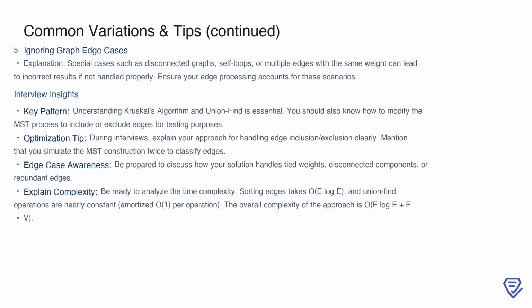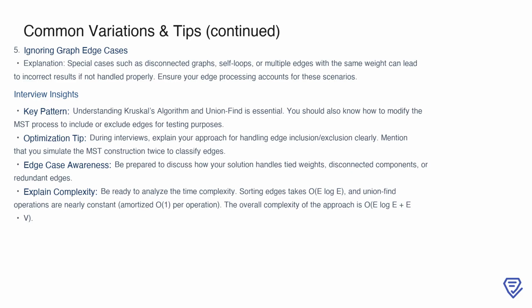Ignoring edge cases in graphs is another area where mistakes can occur. For instance, disconnected graphs, self-loops, or multiple edges with the same weight need to be handled carefully during pre-processing to avoid incorrect results. Interviews often focus on your understanding of Kruskal's algorithm and union find, so it's vital to demonstrate how you modify the MST process to test edge inclusion or exclusion effectively. Clearly explaining this simulation step can leave a strong impression. Additionally, interviewers may ask you to discuss how your approach handles tricky cases like tied weights or disconnected components, so it's important to prepare for these scenarios.